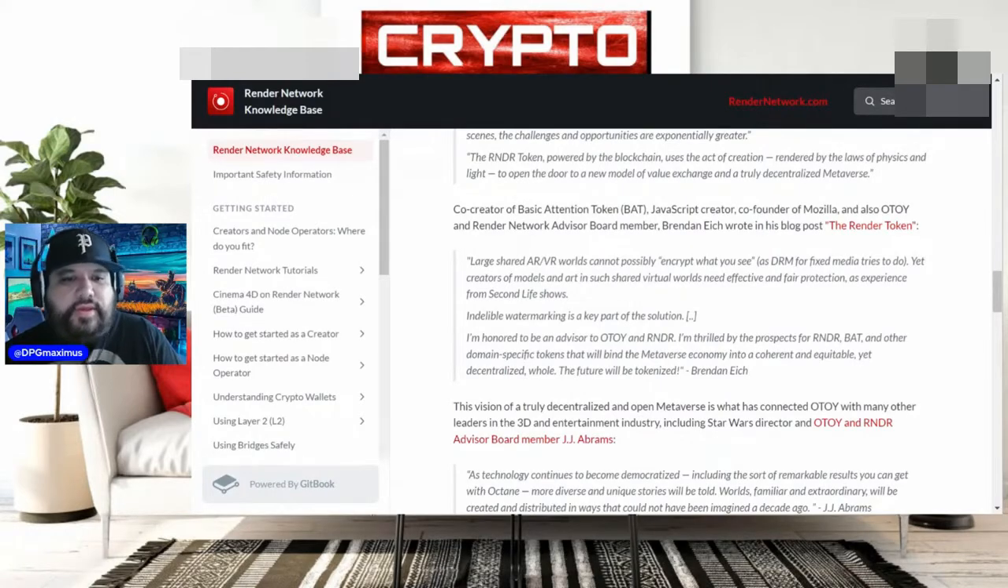Now, if you remember, Second Life is a game. I tried it once. I was not a big fan. This whole concept of metaverse is nothing new, right? People have referenced Second Life multiple times.